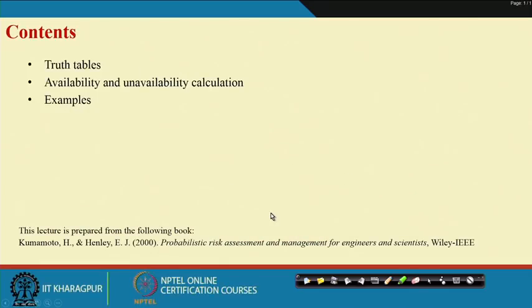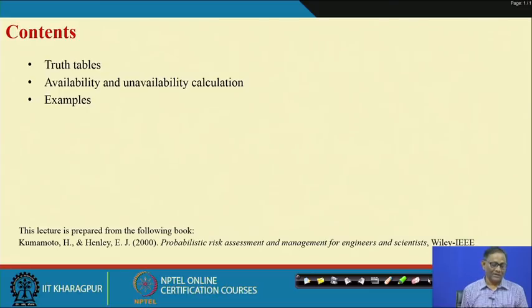The contents of today's presentation: we first describe truth tables with different gates, AND gate, OR gate, and a mixture of AND and OR gates. We will also show when the traditional approach is not working, and under such situations how the truth table will help us to compute the availability and unavailability of a system. We will show some examples, and this lecture is prepared from the book Probabilistic Risk Assessment and Management for Engineers and Scientists, written by Kumamoto and Henley, 2000, published by Wiley.